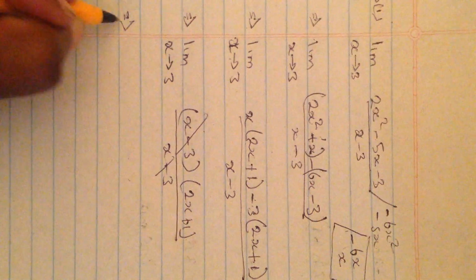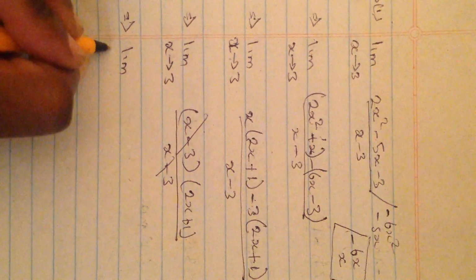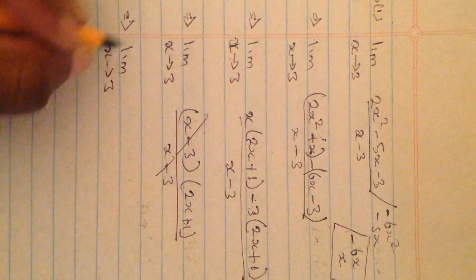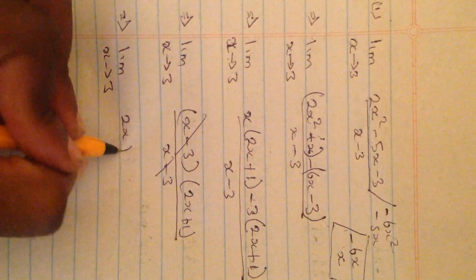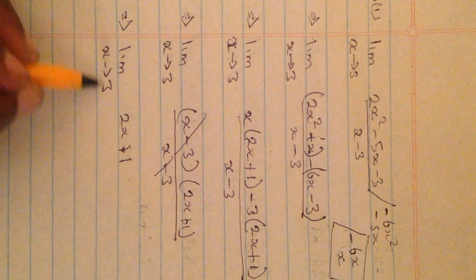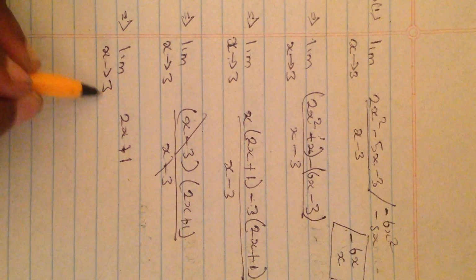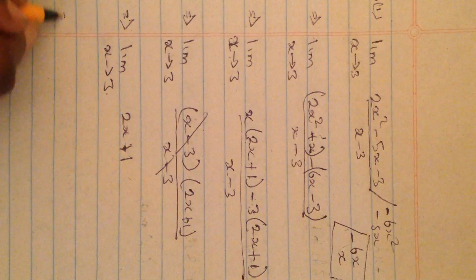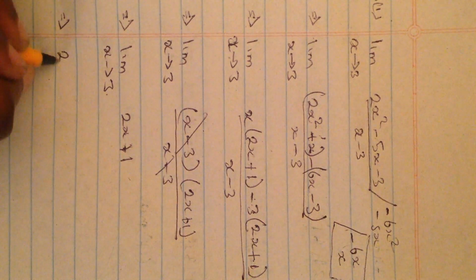So here, don't forget your limit, the limit as x approaches 3. So you have 2x plus 1. Remember, x is approaching what? 3. So where there is x, you put 3. So here, 2 open bracket.